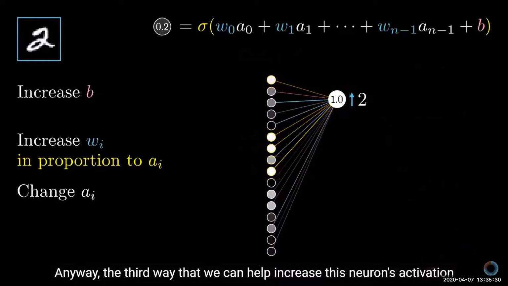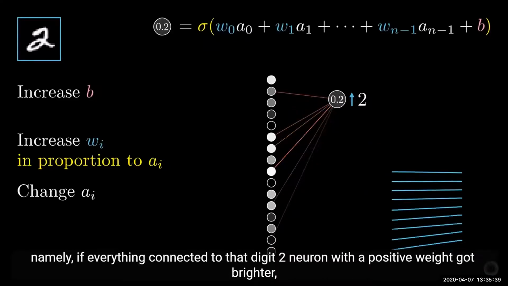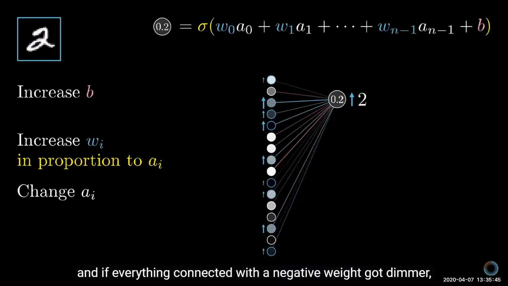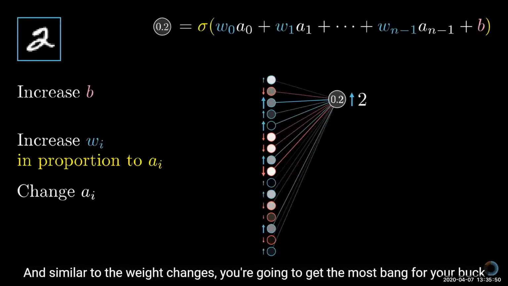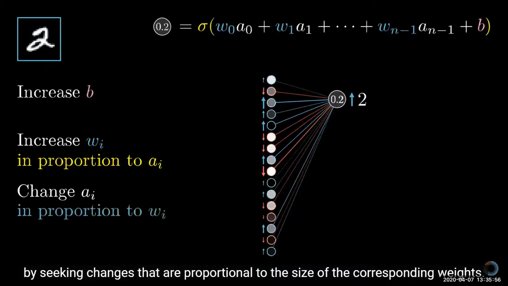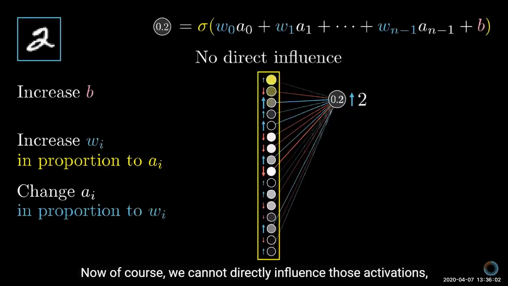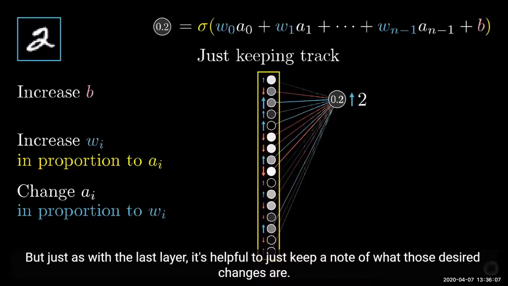Anyway, the third way that we can help increase this neuron's activation is by changing all the activations in the previous layer. Namely, if everything connected to that digit 2 neuron with a positive weight got brighter, and if everything connected with a negative weight got dimmer, then that digit 2 neuron would become more active. And similar to the weight changes, you're going to get the most bang for your buck by seeking changes that are proportional to the size of the corresponding weights. Now, of course, we cannot directly influence those activations. We only have control over the weights and biases. But just as with the last layer, it's helpful to just keep a note of what those desired changes are.